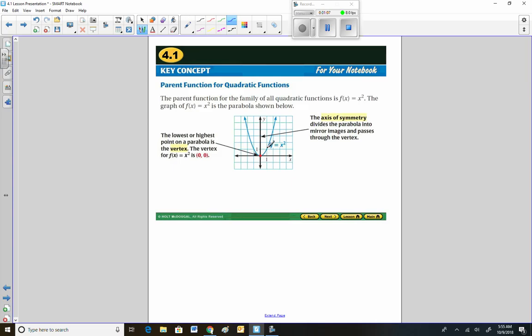And you go over 1, up 1 to make the first point, and go over 2, up 4 to make the second point, because if you put a 2 in here, 2 times 2 is 4, so you get a 4 out. All right, the axis of symmetry is the y-axis for the parent function. Let's take a look at what we can do with this nice little parent function.